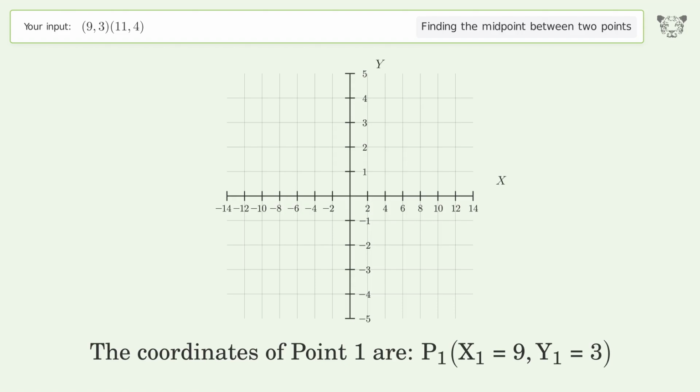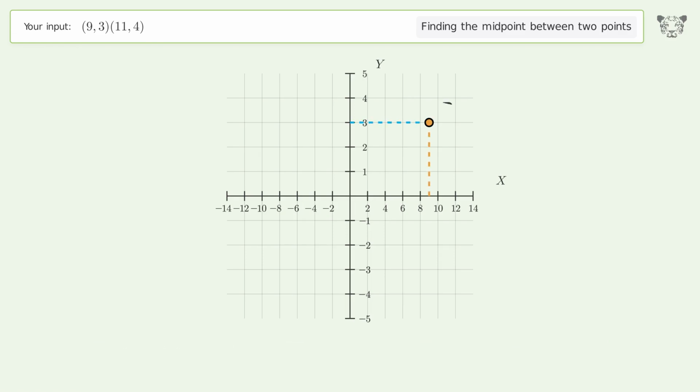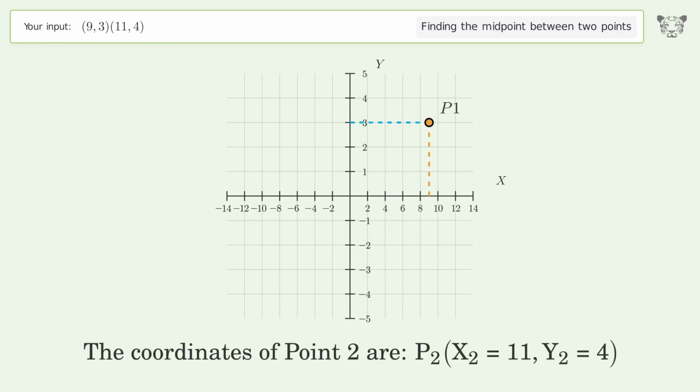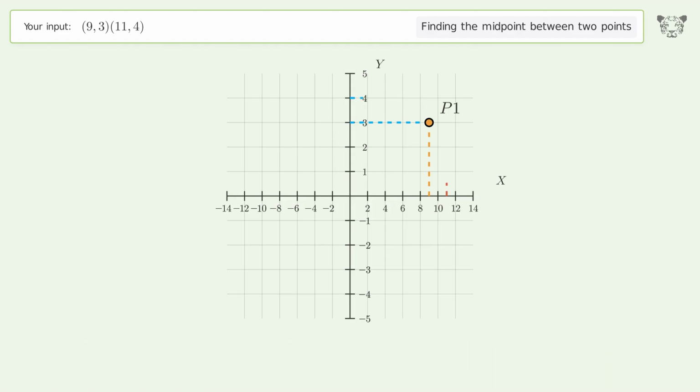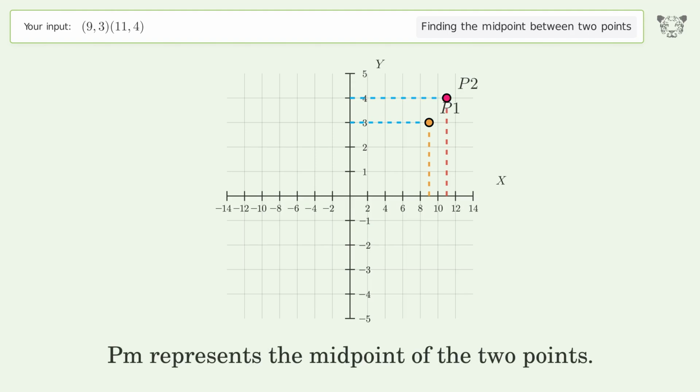The coordinates of point 1 are x1 equals 9, y1 equals 3. The coordinates of point 2 are x2 equals 11, y2 equals 4. PM represents the midpoint of the 2 points.